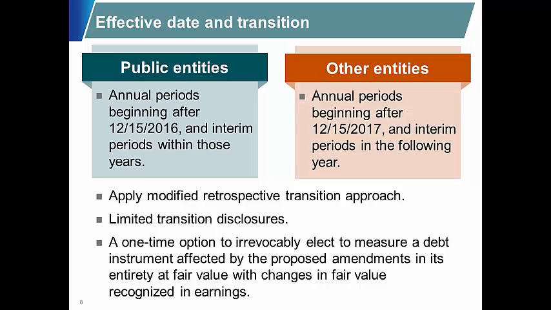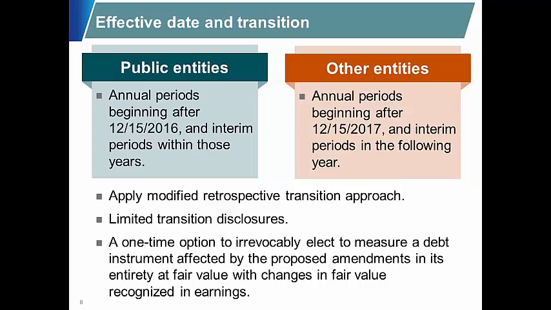In addition, an entity would also be required to disclose the nature of and reason for the change in accounting principle and a description of the prior period information that has been retrospectively adjusted. The disclosure would be made in the first interim and annual period following the change in accounting principle. In addition, for those instruments impacted, an entity would also have a one-time option to irrevocably elect to measure the debt instrument affected by the proposed amendments in its entirety at fair value, with changes in fair value recognized in earnings, assuming the instruments are eligible for the fair value option.